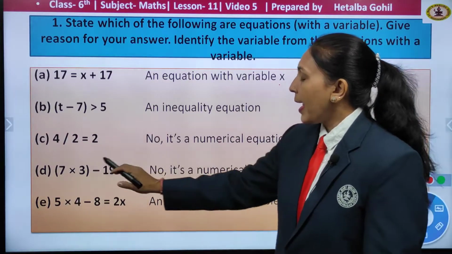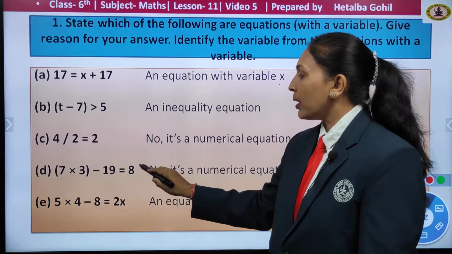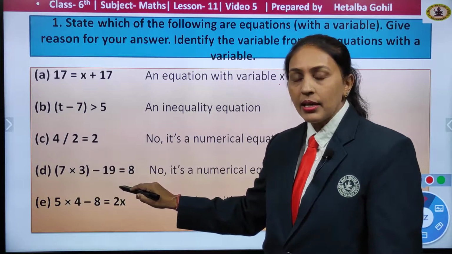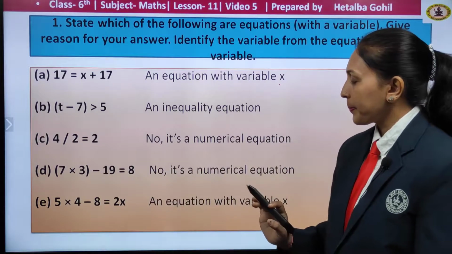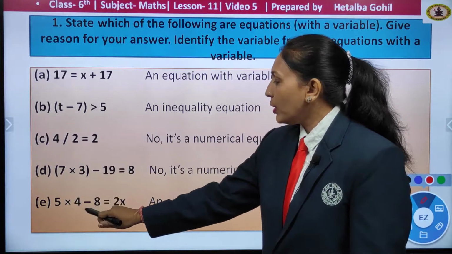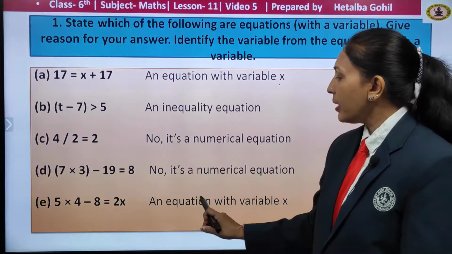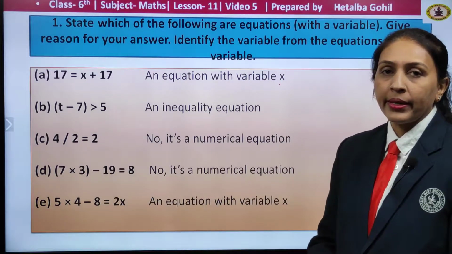Okay. Next, 7 multiplied by 3 minus 19 equal to 8. Children, here also equal to sign is there but variable is missing. It is a numerical equation. Next, 5 into 4 minus 8 equal to 2x. Children, here this is an equation with the variable x over here.